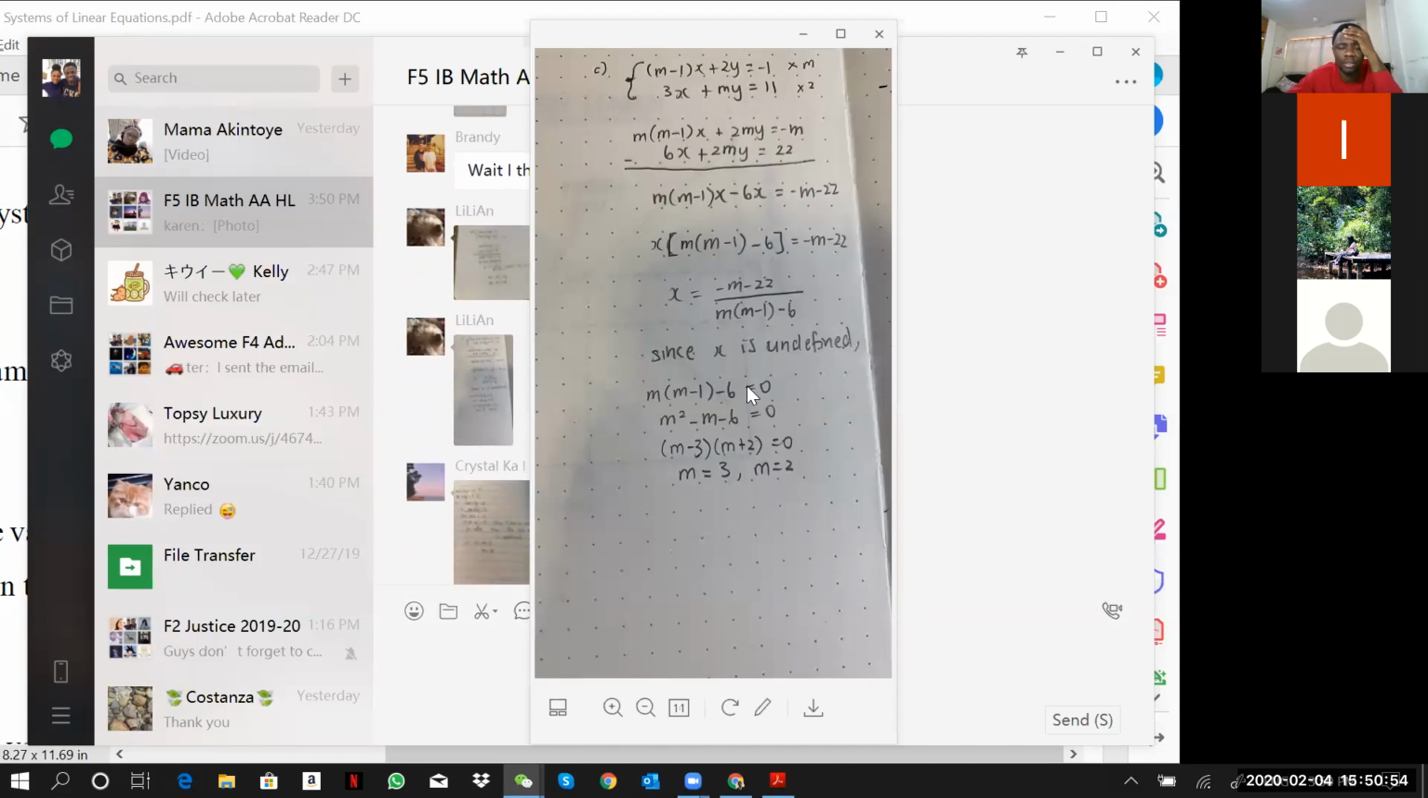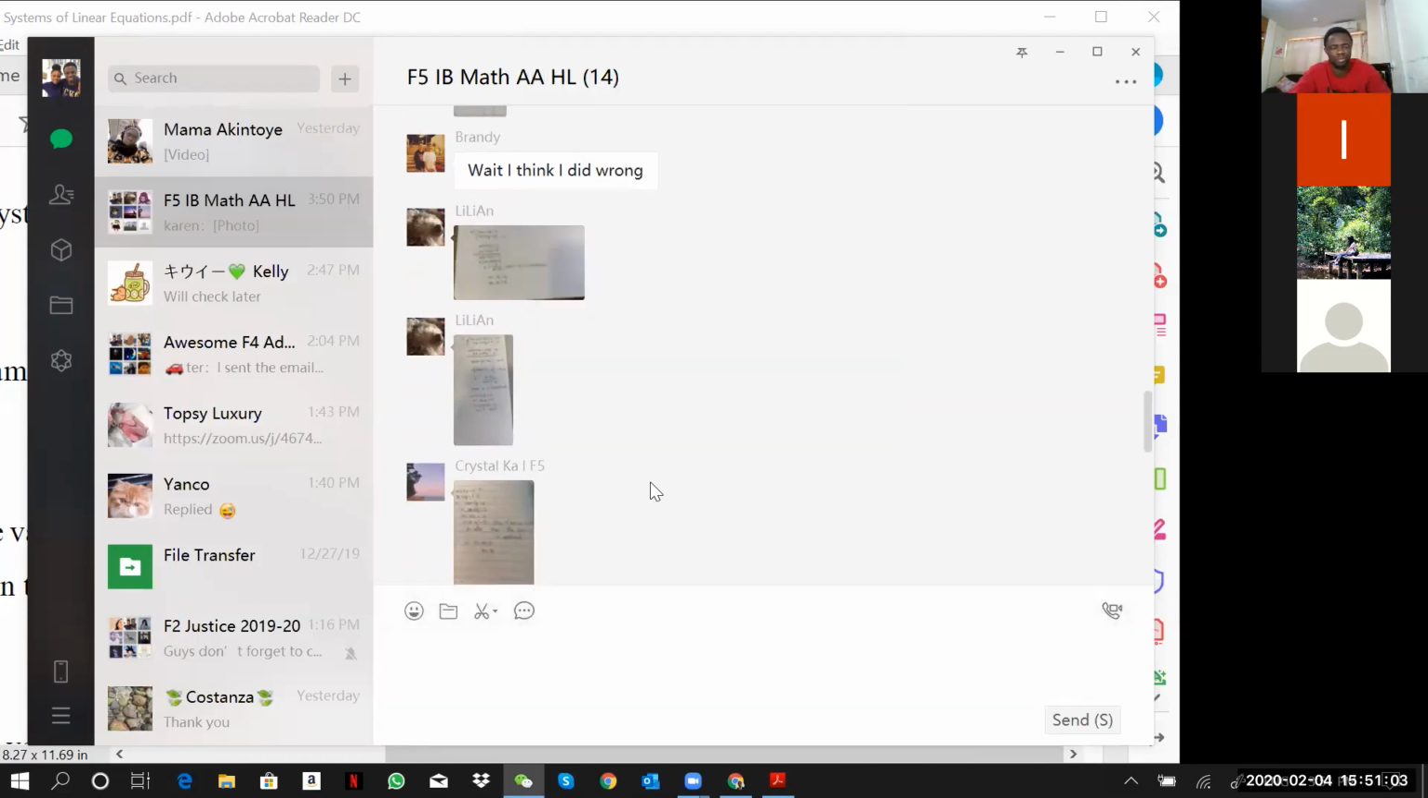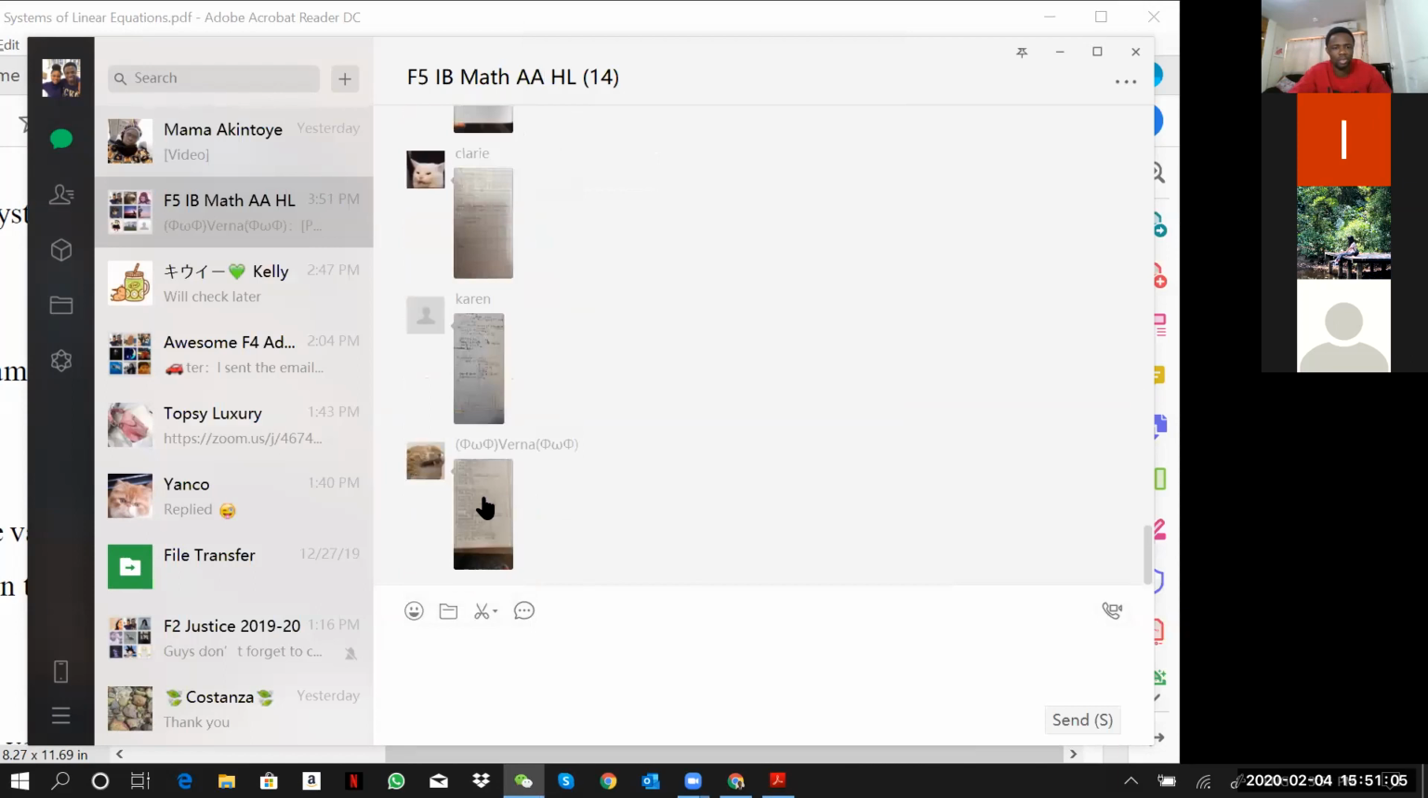Good. Okay, so let's see. It leads to quadratic. Good job. So it's the same process. It's the same process. Well done. Let's see. Nakita, did you get the same thing?